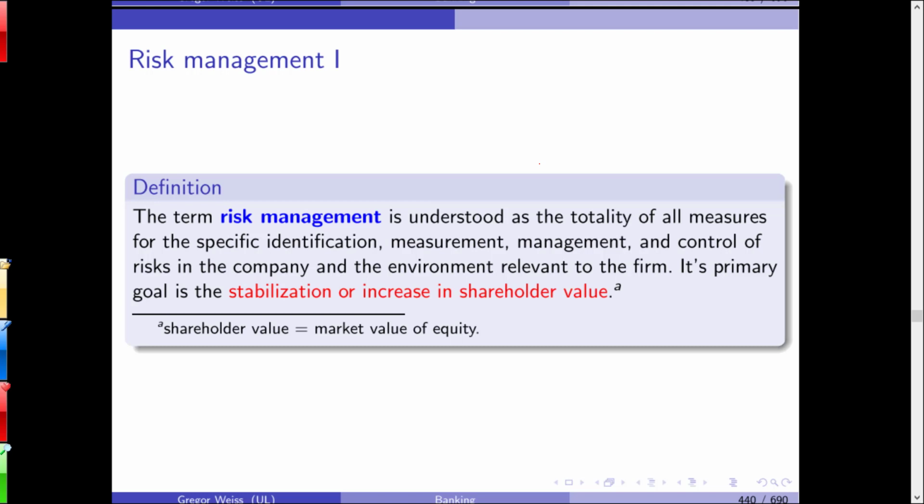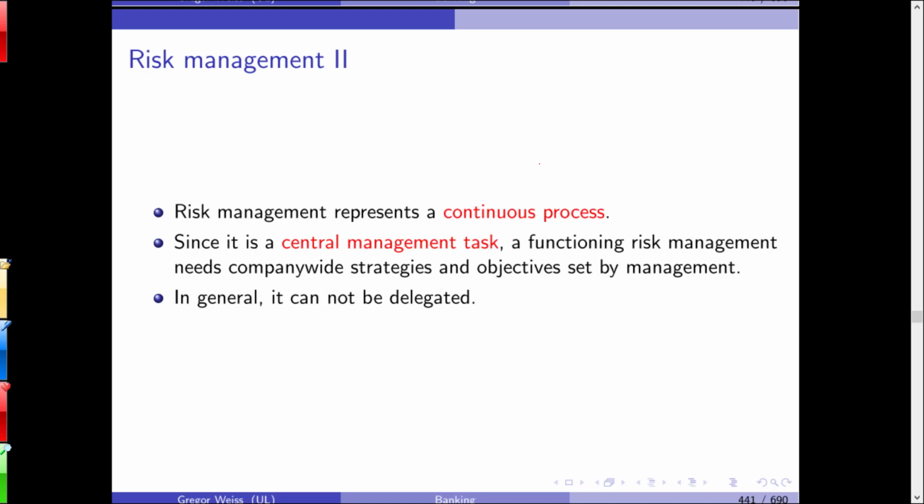Now let's define risk management. Risk management is understood as the sum of all measures for the specific identification, measurement, management and control of risk in the company and the environment relevant to the firm. Its primary goal is shareholder value maximization or stabilization. In the end, risk management, just like any other management tool, only has one primary goal: stabilize, or even better, maximize shareholder value. Otherwise, this will be value destroying, and why should management care?